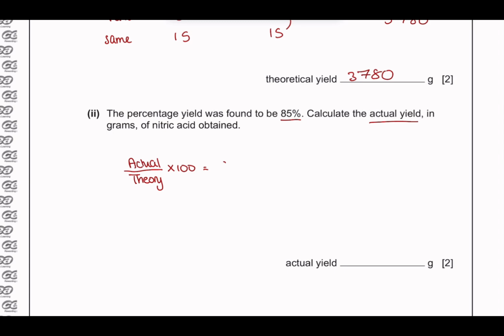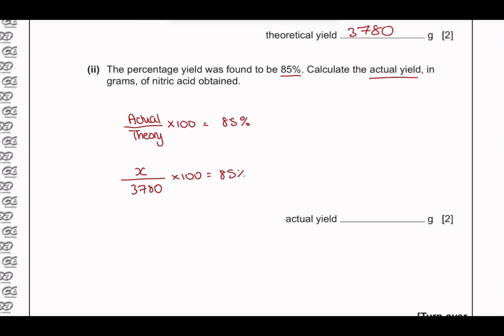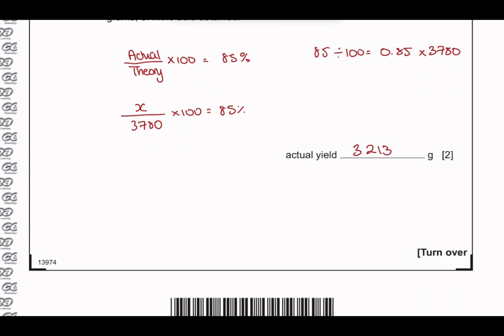So we know that we don't know actual yield yet, but we know that our theoretical yield that we should have got was 3,780. Error carried forward, mark say you got that one wrong. And we know that our actual yield is 85%. So when we work this out, it would be 85 divided by 100, which gives 0.85. Then we just multiply that by 3,780 to work out our x, which is a value of 3213.